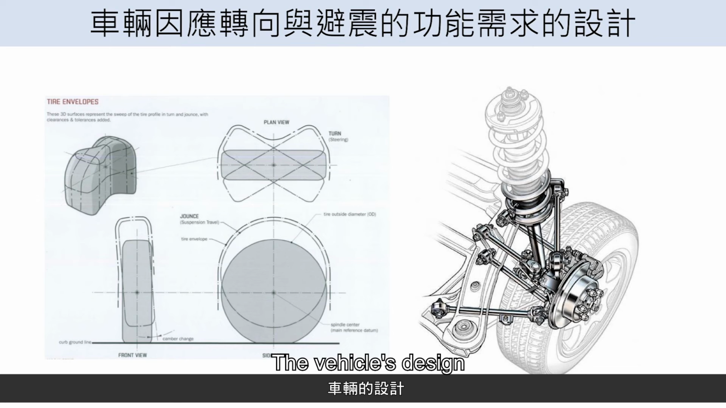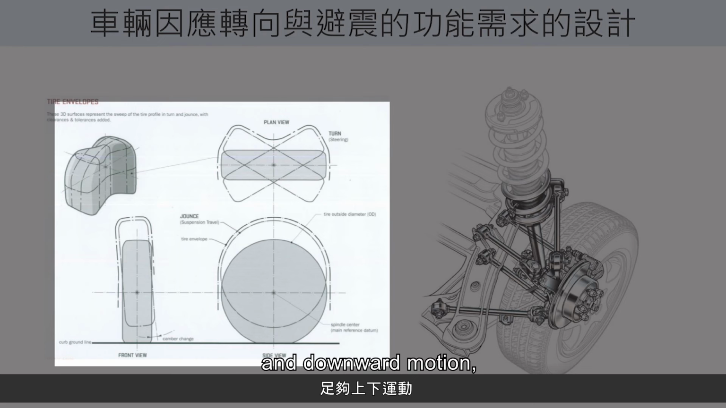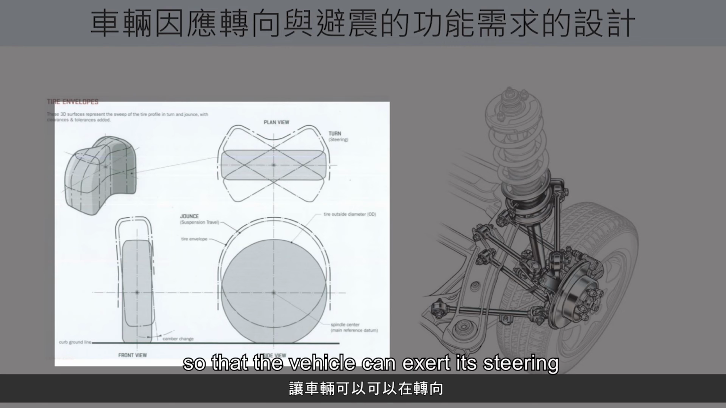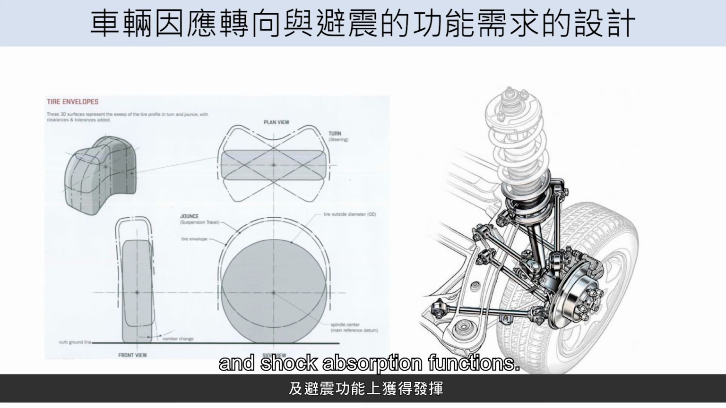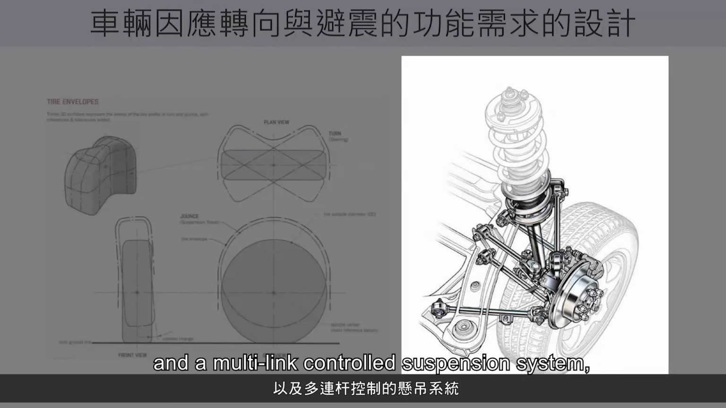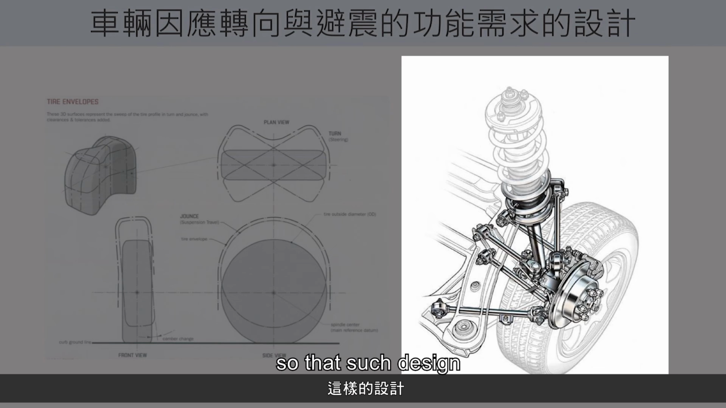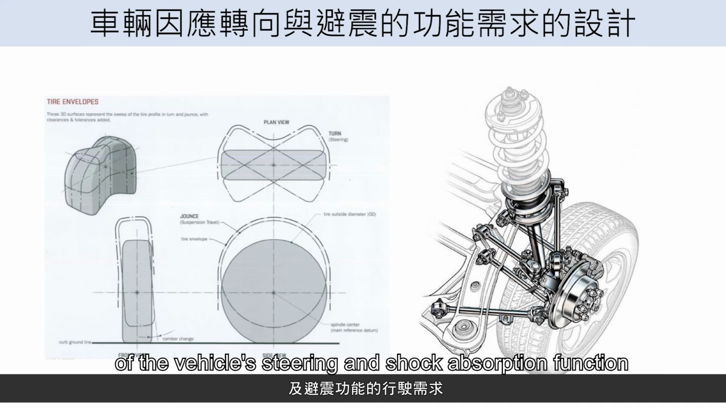Design of vehicle steering response and shock absorption function requirements. The vehicle's design must allow the wheels to have enough upward and downward motion, rotation, and swinging space so that the vehicle can exert its steering and shock absorption functions. For such control mechanism, we need to design a steering knuckle, tie rods required for steering, and a multi-link control suspension system, including the spring and shock absorber so that such design can meet the driving requirements of the vehicle's steering and shock absorption function.